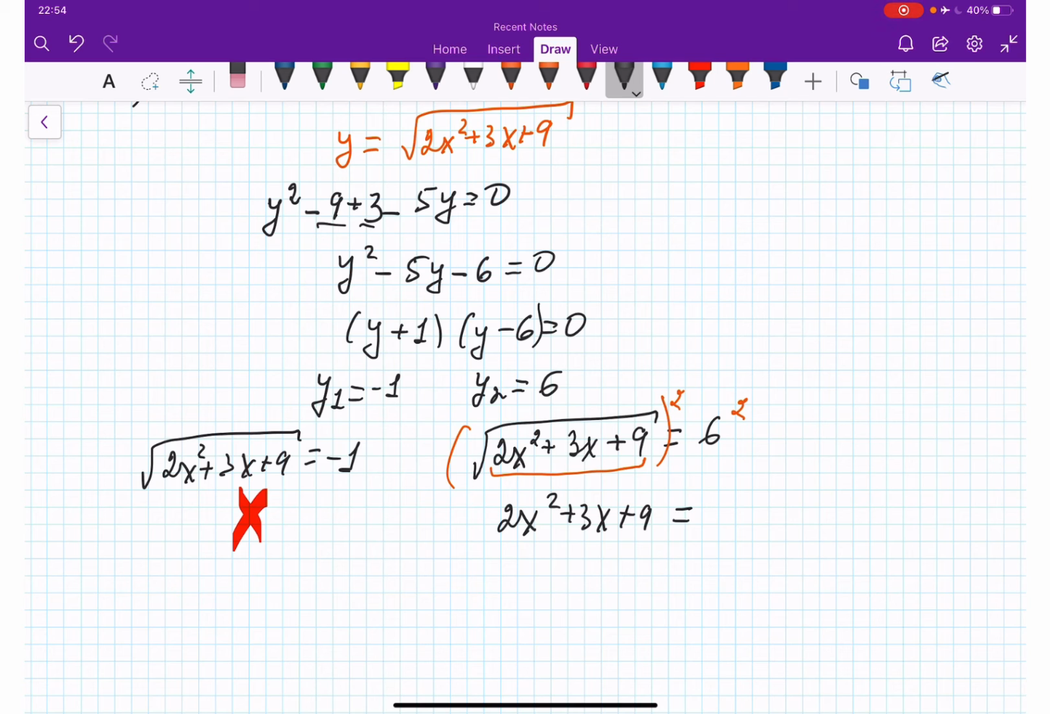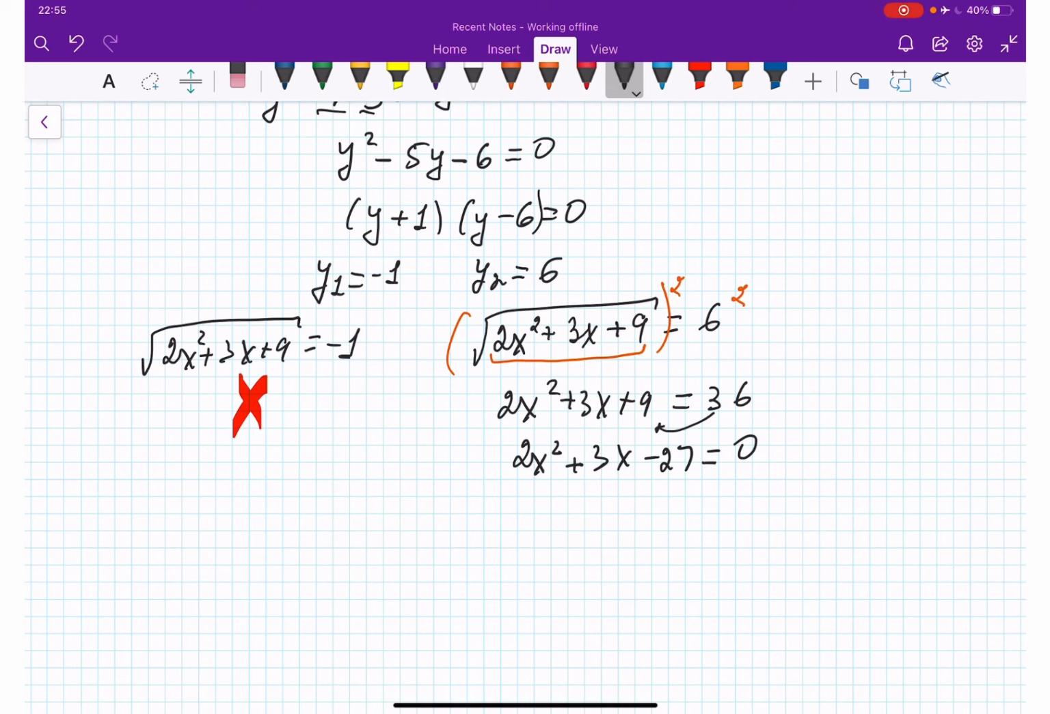And this is equal to 36. From here, 2x squared plus 3x minus 27. I brought 36 here and combined with 9, equal 0. And if I FOIL it down, it's going to be, let me see, 2x plus 9, and here it's going to be x minus 3 is equal 0.